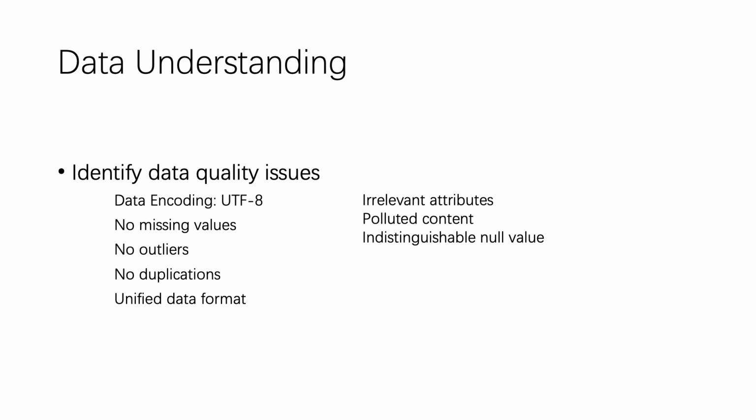However, we've spotted some issues that could potentially affect our data exploration. First, irrelevant attributes. For example, for subtask A, the attributes subtask B and C are irrelevant to our objective, or vice versa for subtask B and C. Polluted content is the second. Tweets are polluted in different ways that may affect the accuracy of classification, such as syntaxes that don't affect offensive sentiment classification, like question marks and emojis. Third is indistinguishable null values. For example, in subtask C, a null value could be untargeted or not offensive, but we couldn't distinguish them unless we combined it with other columns.